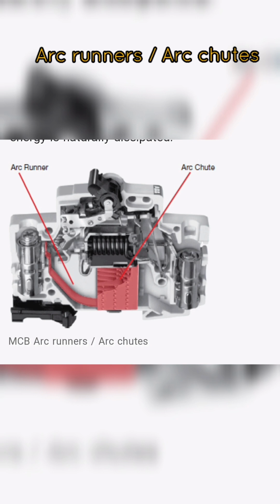The arc is moved into the arc chute by running the arc down the interior of the breaker along the arc runner. When the arc reaches the arc chute, it is broken into small segmented arcs. The segmented arcs split the overall energy level into segments less than 25 V. Each 25-volt segment does not have a high enough energy level to maintain an arc, and all energy is naturally dissipated.